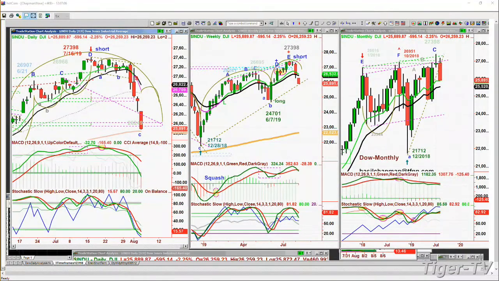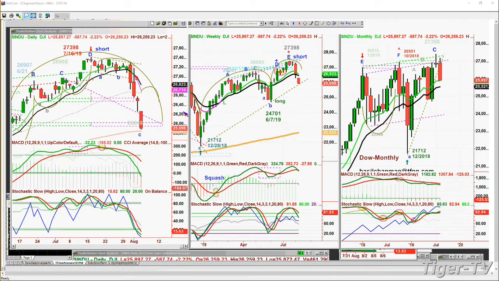MACD is very negative, stochastic is very negative, but at 15% is getting close-ish to some kind of a support level. That's the stochastic. That doesn't mean to say the price has to hold. But look at this weekly chart, peak E. Remember, let me just show you this here for a moment.